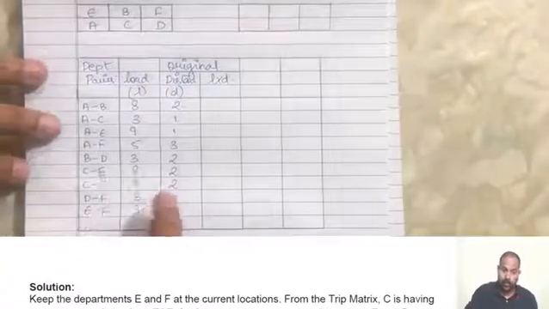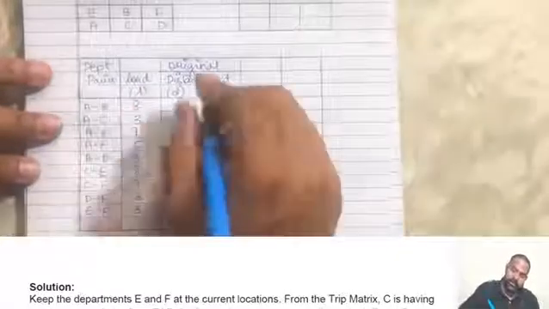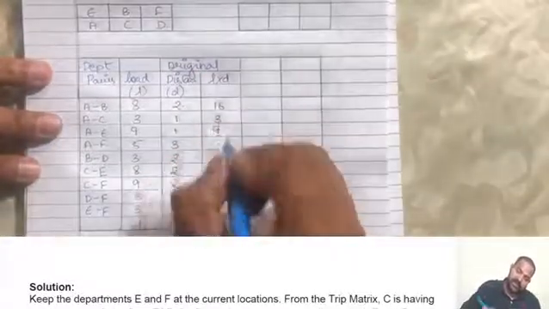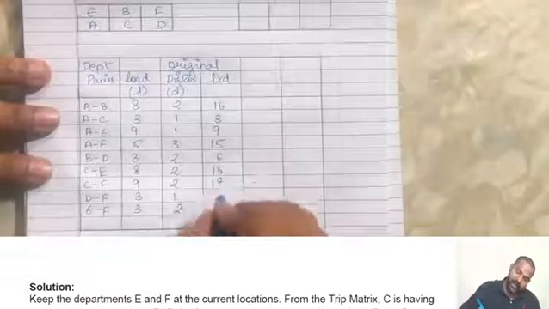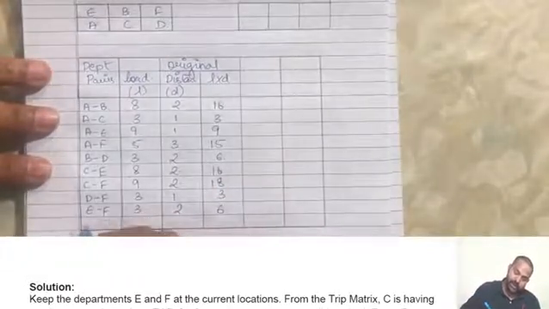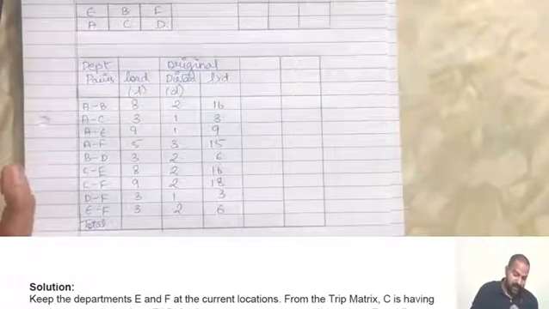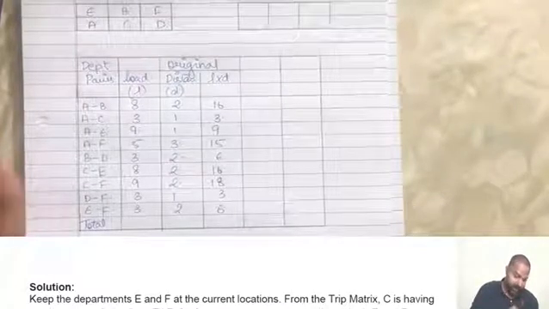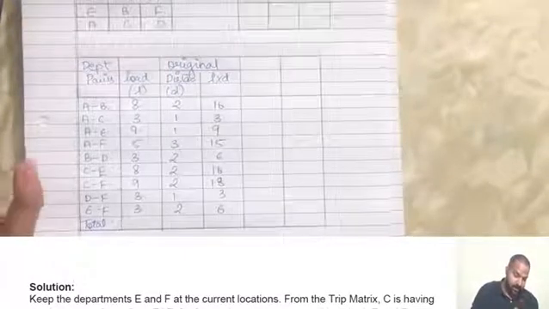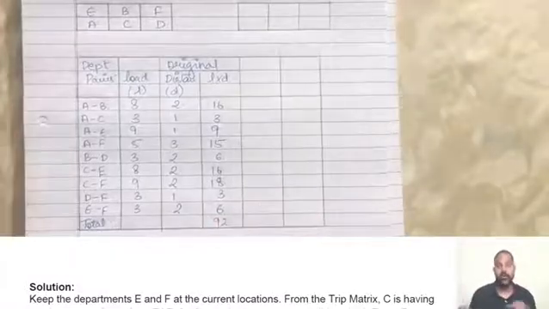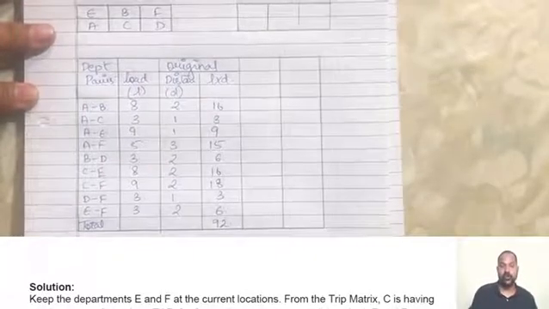You have the load, you have the distance. Let's find the total load, which is the load into the distance. So the load into the distance is 8 2s are 16, 3 1s are 3, 9 1s are 9, 5 3s are 15, 3 2s are 6, 8 2s are 16, 9 2s are 18, 3 1s are 3, 3 2s are 6. And I will take a total of this. The total of this will be 16 plus 3 plus 9 plus 15 plus 6 plus 16 plus 18 plus 3 plus 6, a total of 92 units. So the load on the original layout is a total of 92 units.